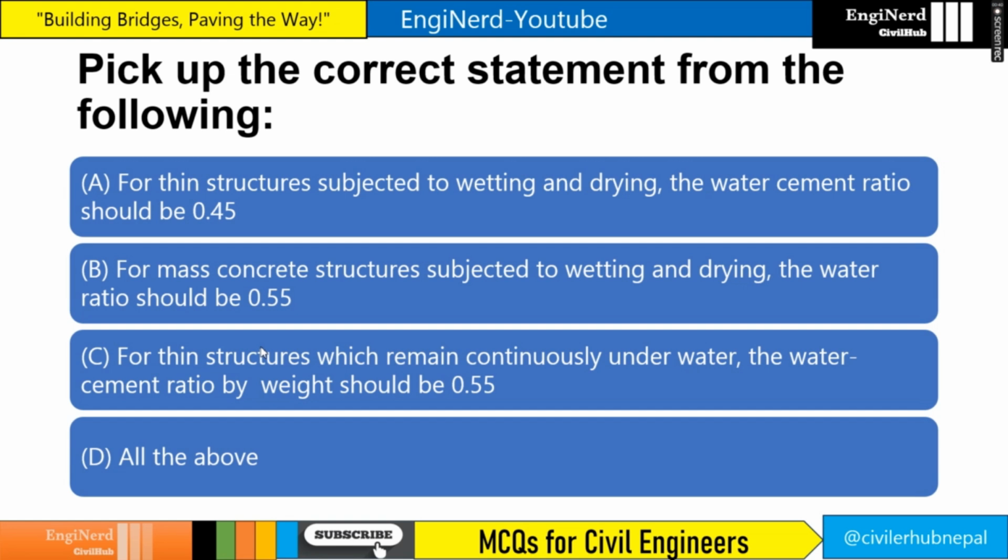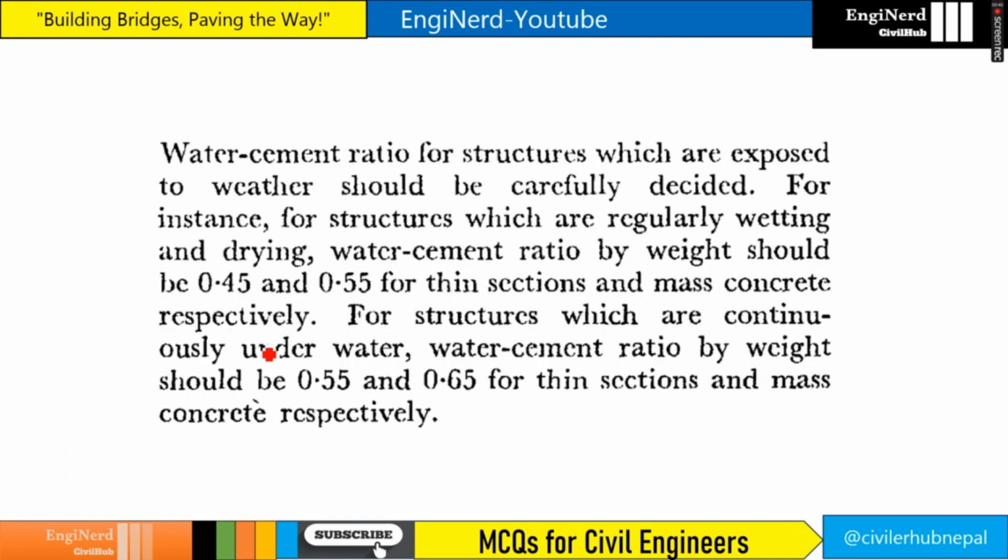So pick up the correct statement from the following. For thin structures subjected to wetting and drying, the water cement ratio should be 0.45. For mass concrete structures subjected to wetting and drying, the water cement ratio should be 0.55. For thin structures which remain continuously under water, the water cement ratio by weight should be 0.55, and all of the above. If you see here, for structures which are regularly wetting and drying, the water cement ratio by weight should be 0.45 and 0.55 for thin sections and mass concrete respectively. So 0.45 is for thin sections, and this is for mass concrete.